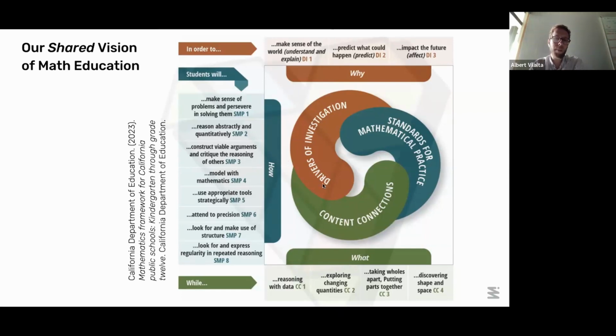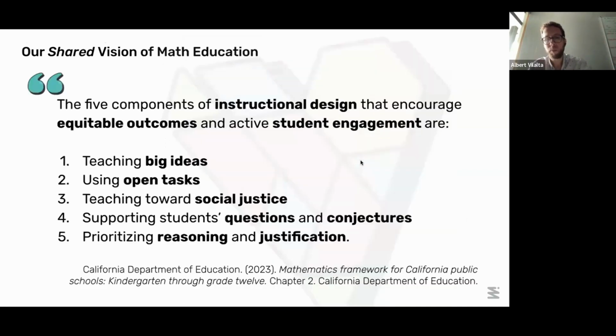So this framework, these three parts, are really navigating and helping me when I design an activity, or when I implement an activity, or when I model, when I coach. This really helps me. And I'm thankful that the California framework puts words to it, but I'm sure that this is our way of understanding math these days for all of us.